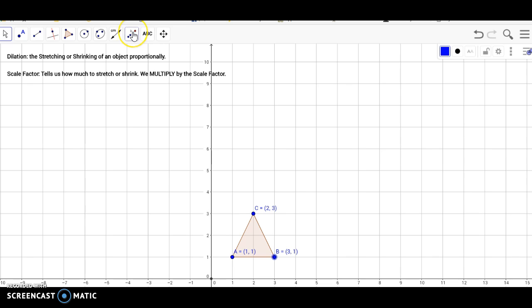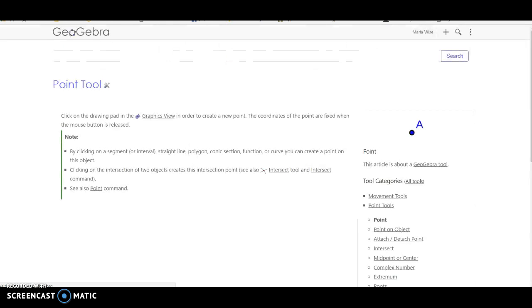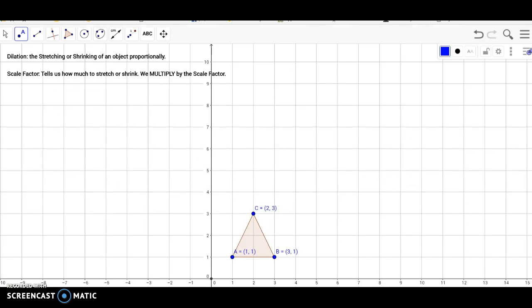Alright, so to dilate, we use these same tools we've been using here. It's the 1, 2, 3rd from the right. I need to tell you something very important. In Geogebra, when you dilate, we dilate from one point. Right now, I'm going to dilate it from the origin, the center point down here. I had already put that point in. If you do not have it, you'll need to go to the point tool up here and put that point in right there. Alright, so I've got my point down here.